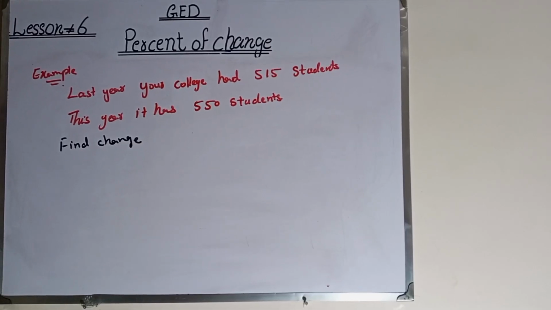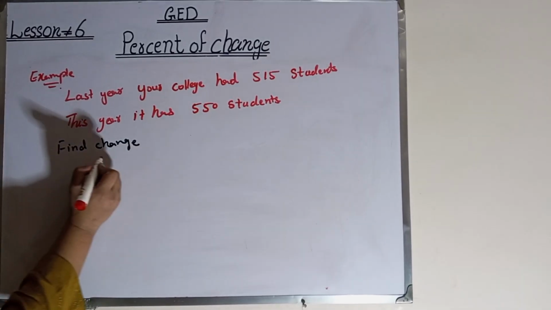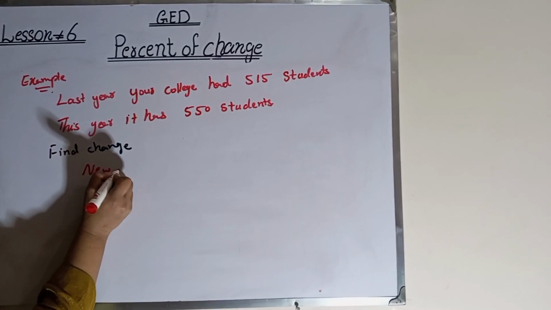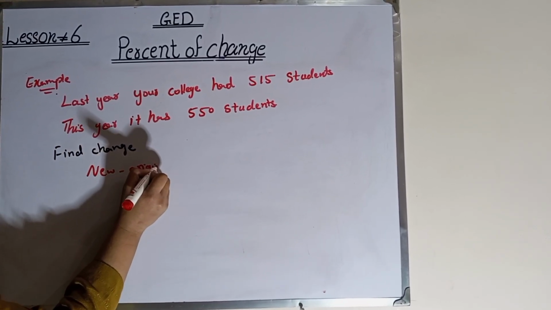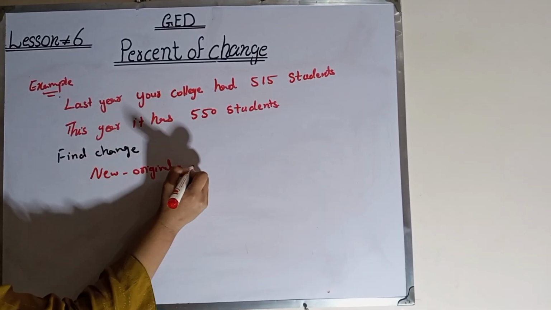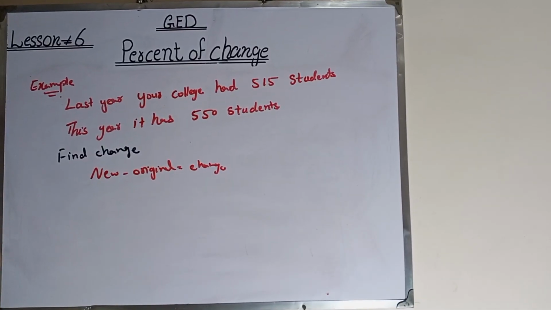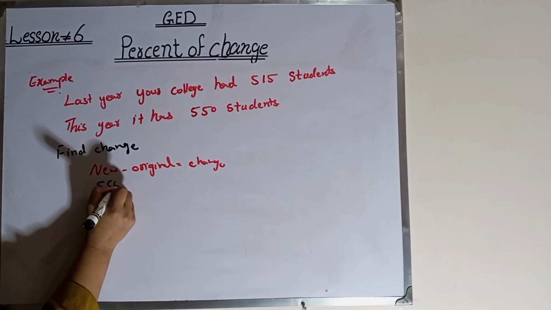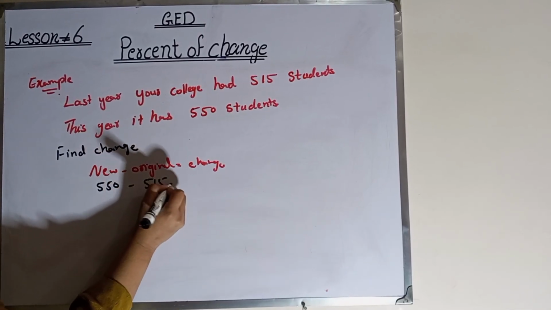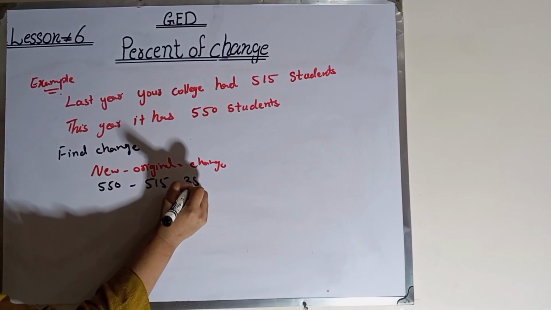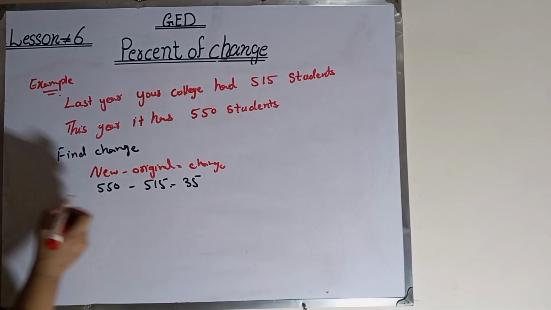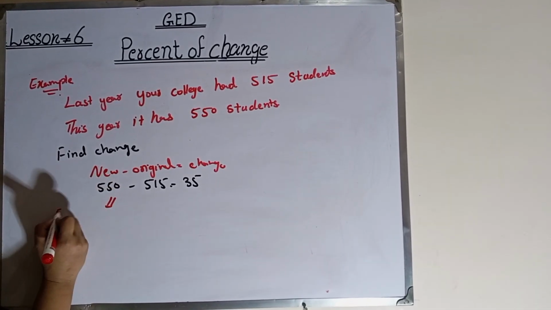Find change: new minus original equal to change. Our new value is 550, original is 515, our change is 35. Now we will put in the formula.